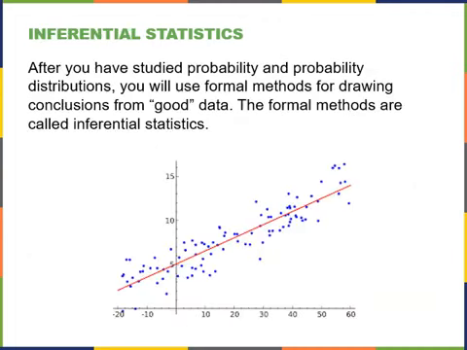Inferential statistics. So after you have studied probability and probability distributions, you'll use formal methods for drawing conclusions from good data. The formal methods that we call this are called inferential statistics. Think about infer or deduce. That's where the inferential statistics comes in handy. We're able to use those statistics to help us make decisions.